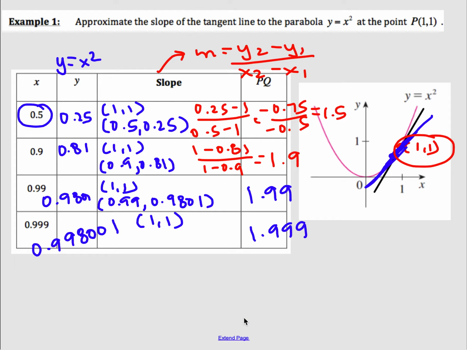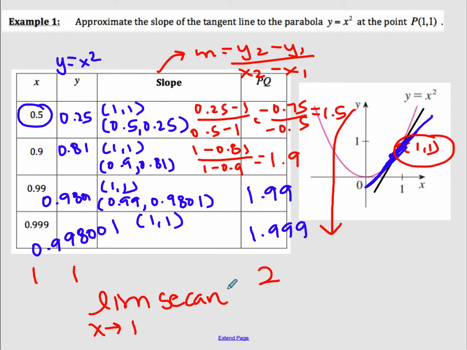If I look down this list of the slopes of my secant lines, what is happening to them if I were to guess if x was just equal to 1, and my y is 1? It looks like my slopes are getting close to 2. So that would be my approximation. My limit as my x values are getting closer to 1 of my secant lines appears to be 2. So that would mean my slope of my tangent line would be 2.